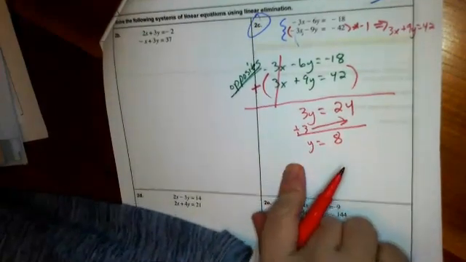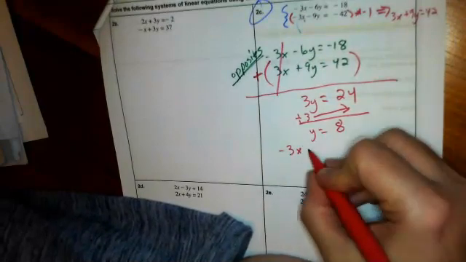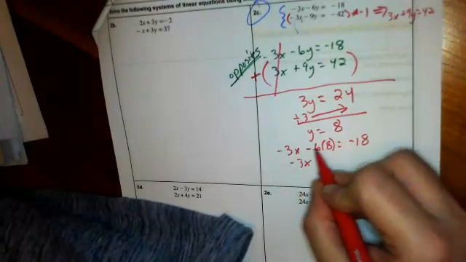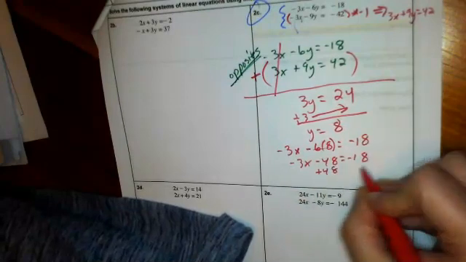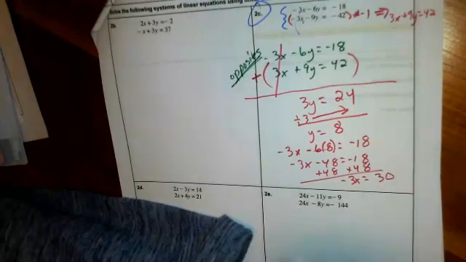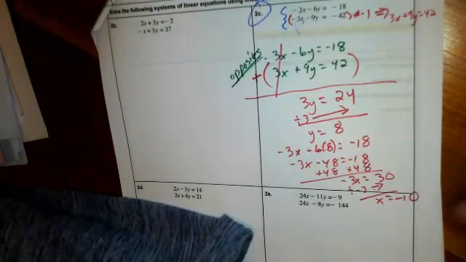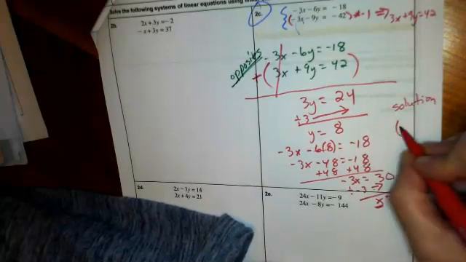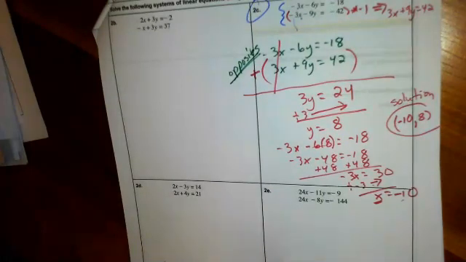Now we're just going to substitute into the original. Either one. I'm going to take the first one. We've got a -3x minus 6 times 8 equals -18. That's -48. Add 48. We're just solving for x. We get -3x equals, oh, look at that. That's nice, 30. Divide by -3. Get x equals -10. So my solution is x first, -10, comma, 8. Okay, so that's how we do those kinds of problems.